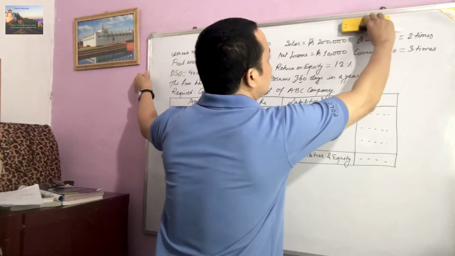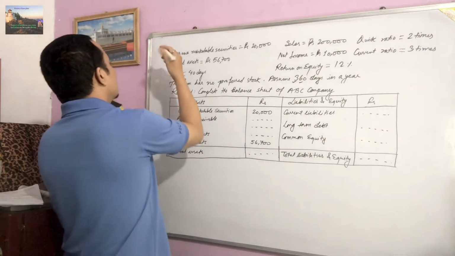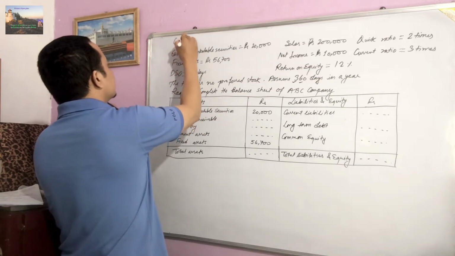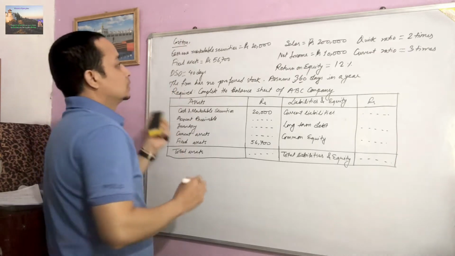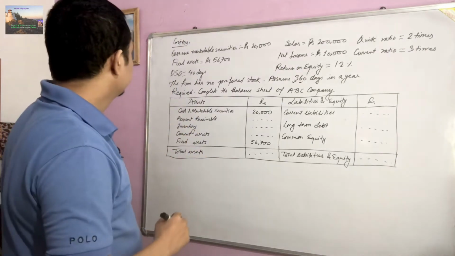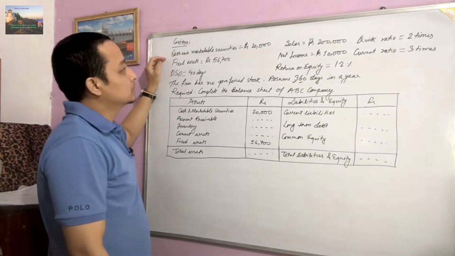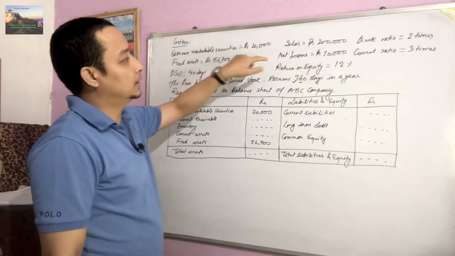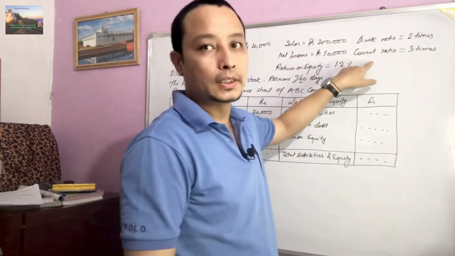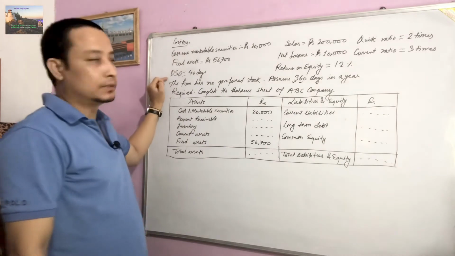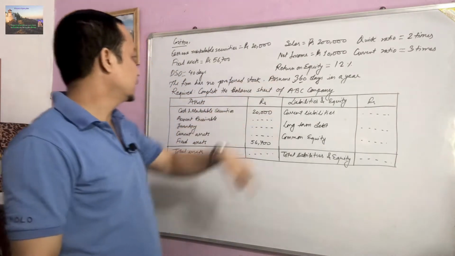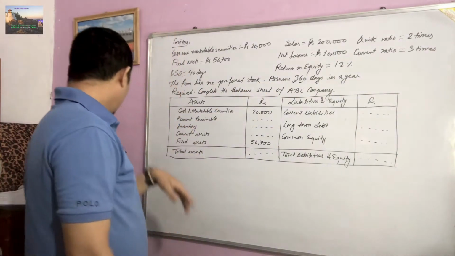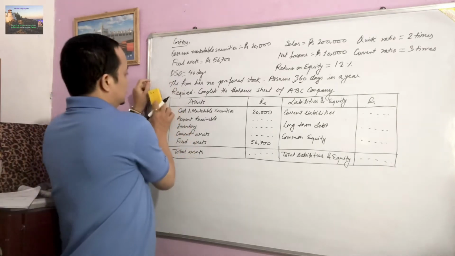Let's write first given. Given according to the question, cash and marketable securities 20,000, sales 2 lakh, quick ratio 2 times, fixed asset 56,700, and net income 10,000, current ratio 3 times, likewise days sales outstanding 40 days, return on equity 12%, there is no preferred stock, and assume 360 days in a year. Now you have to fulfill this balance sheet. So let's solve it.